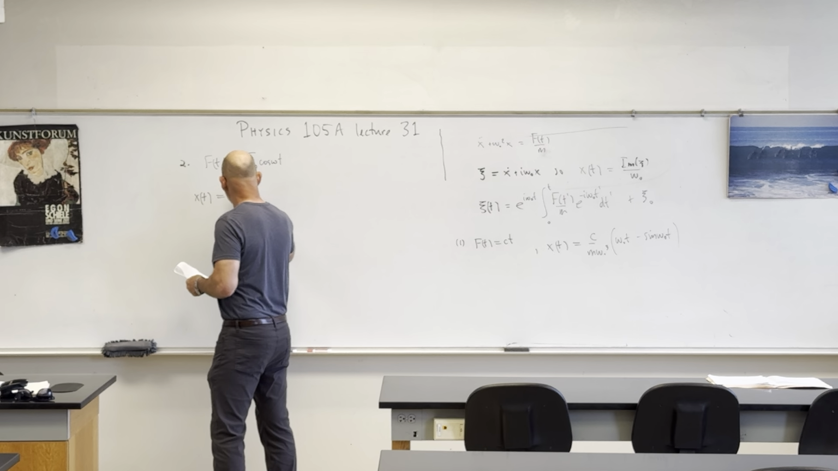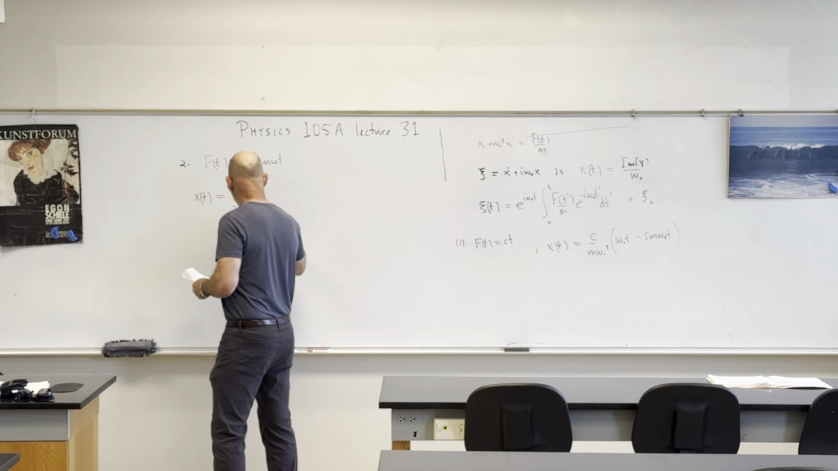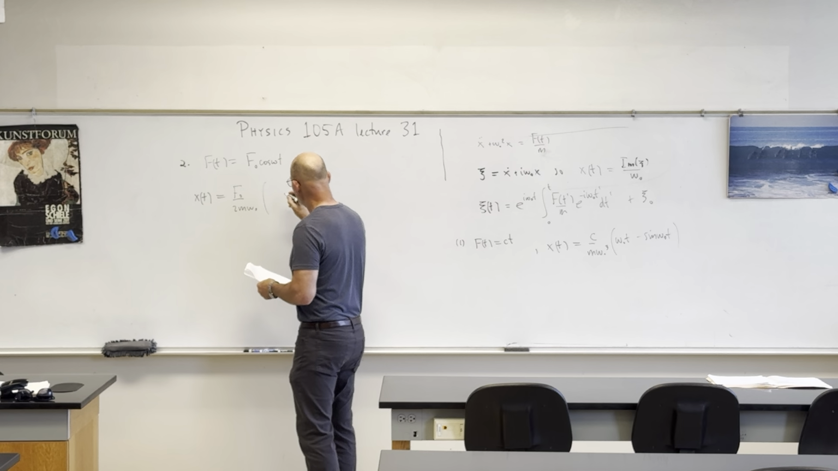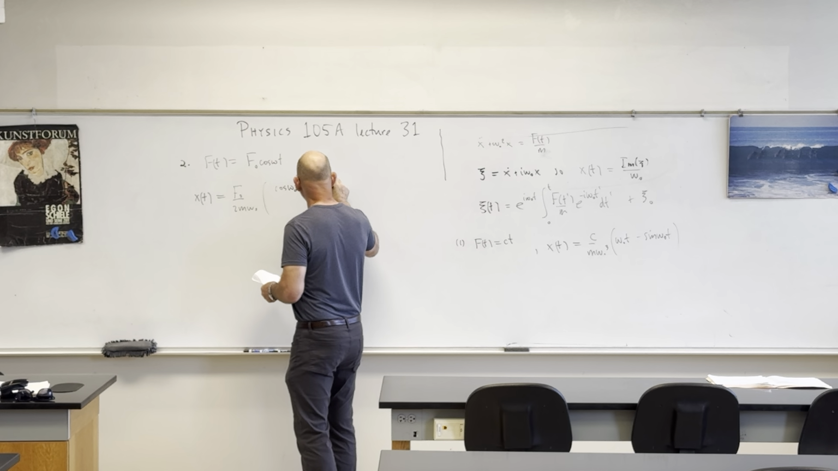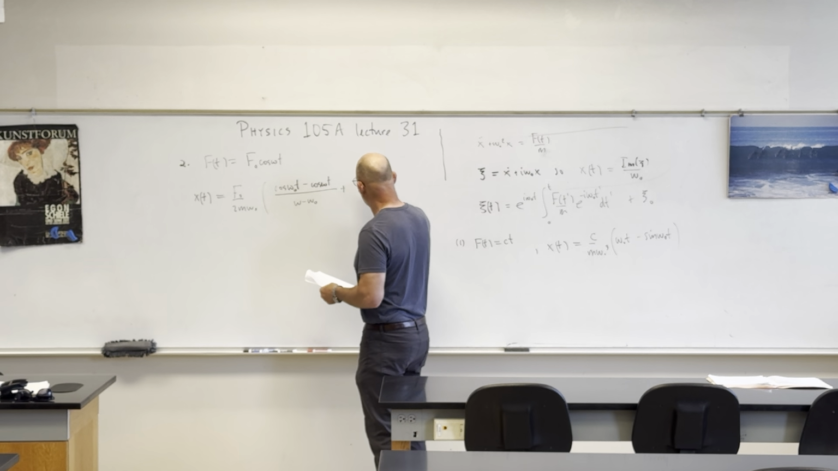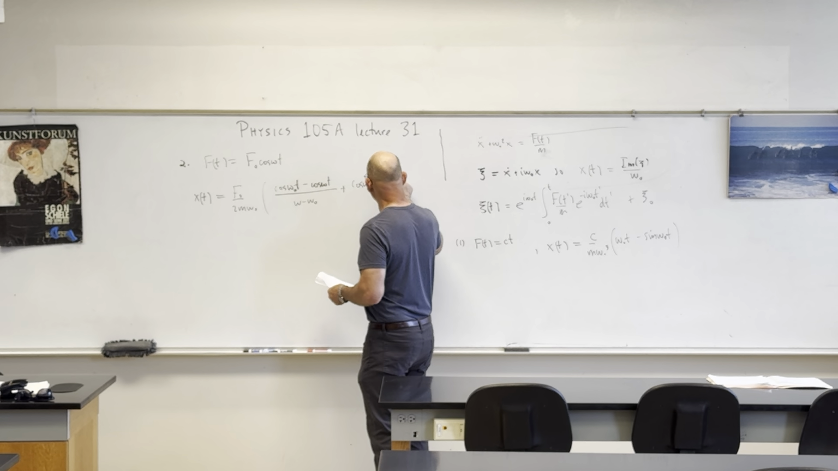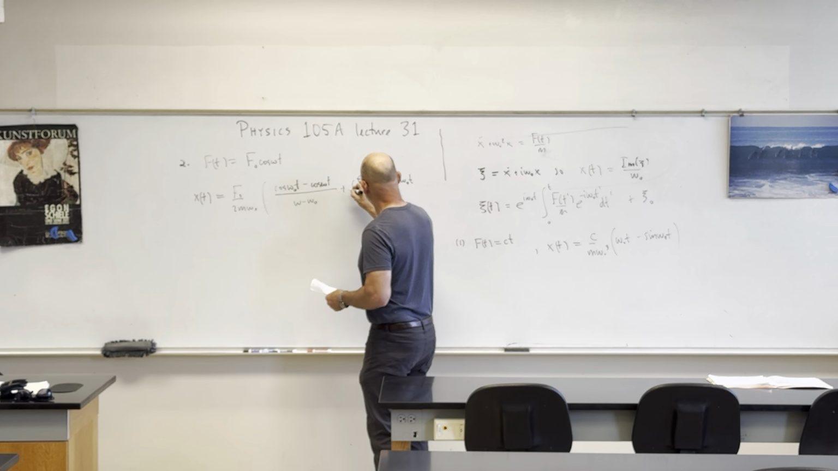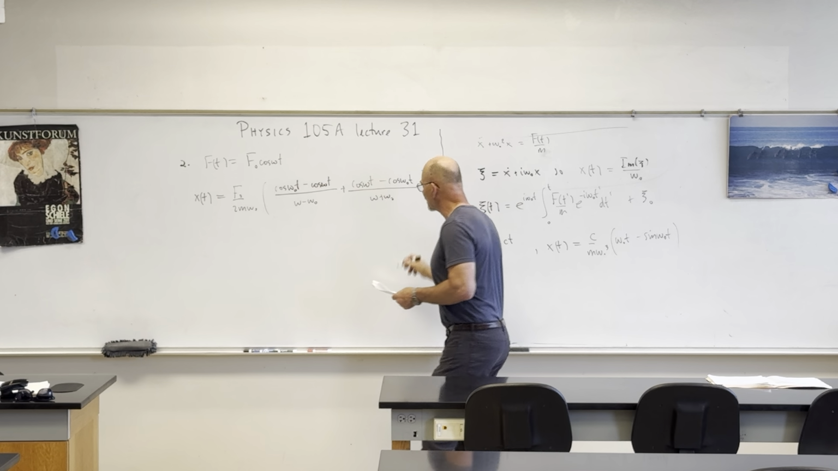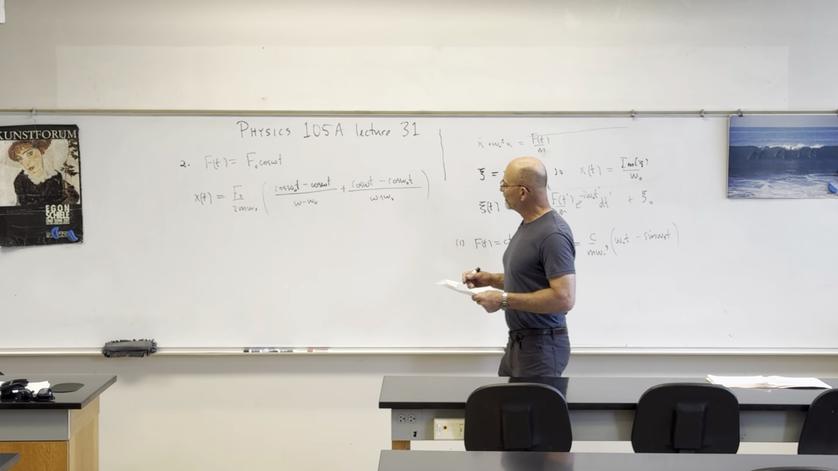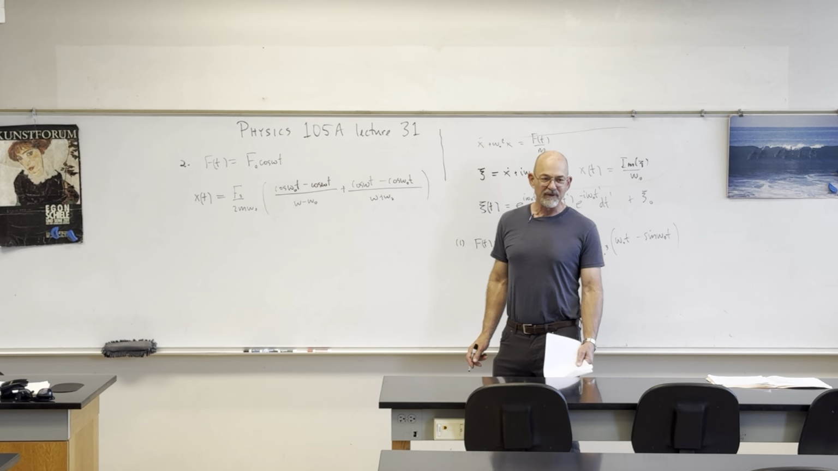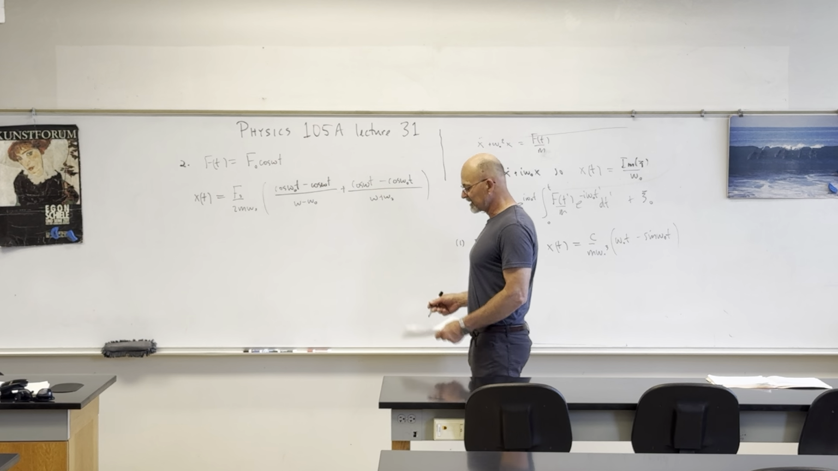This one is a little bit tedious. F naught over 2m omega naught, times cos omega naught t minus cos omega t over omega minus omega naught, plus cos omega t minus cos omega naught t over omega plus omega naught. And that can be simplified or expressed in similar but related ways. So this one was interesting because you can't just look at it and know that it's true. You have to be careful that you did everything right.